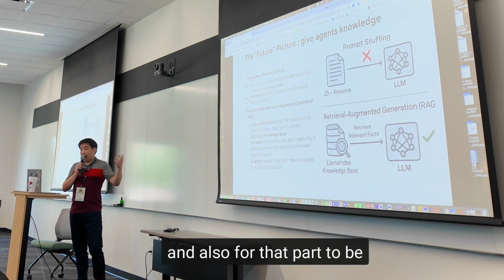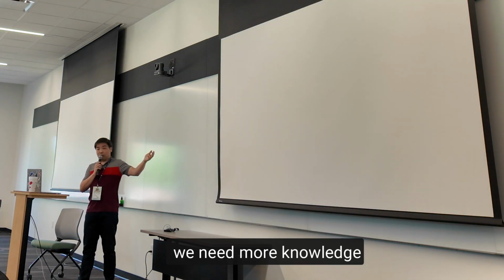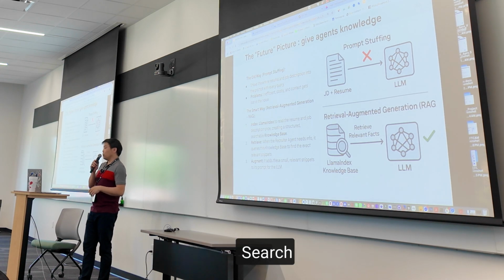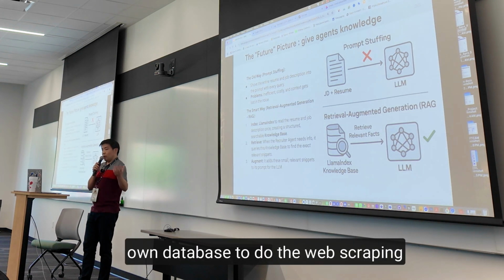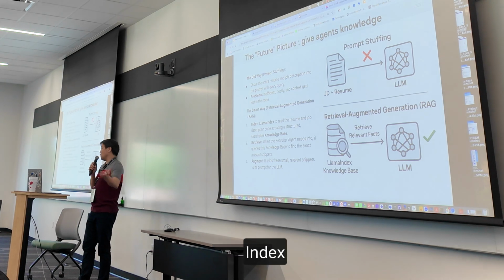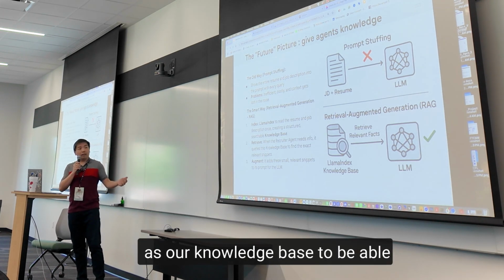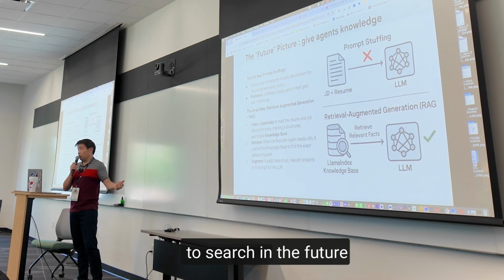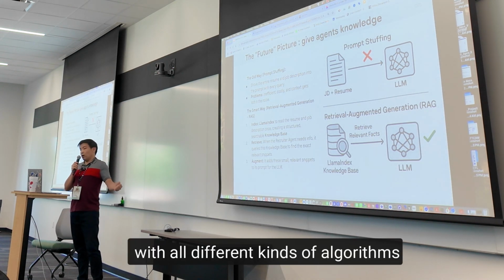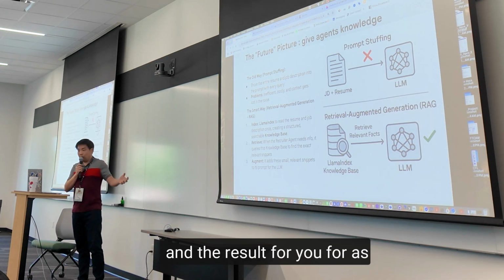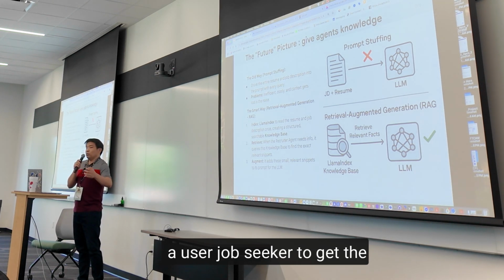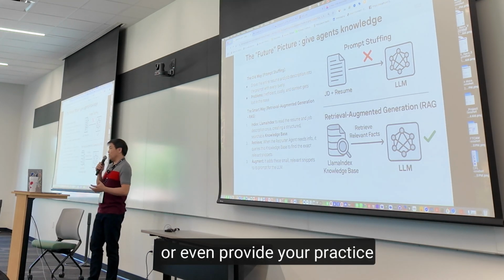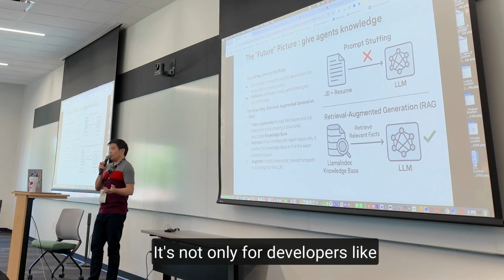And for that to happen, we need more knowledge. Instead of just searching on Google job search, we will create our own database, do web scraping, and put it into an index. That will be vector data as our knowledge base to search in the future. We can use that to come up with all different kinds of algorithms and results for you, as a job seeker, to get a better job matching your skill, or even provide practice for your jobs. It's not only for developers practicing code.